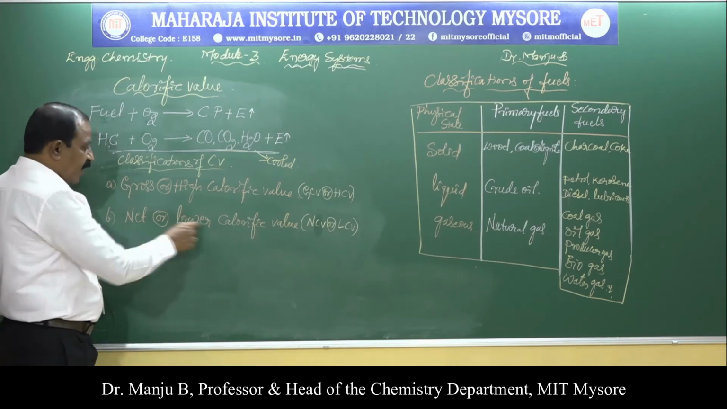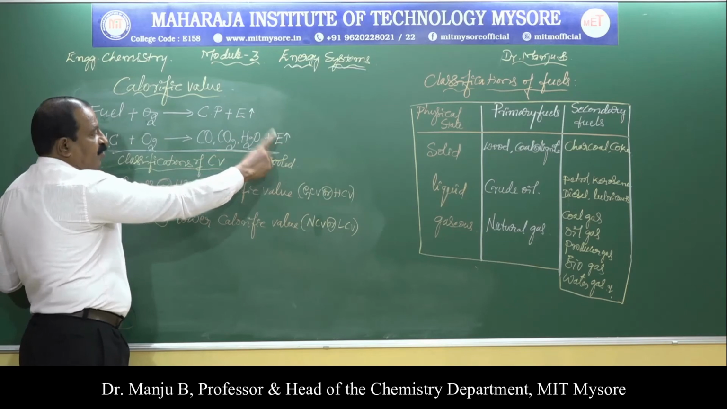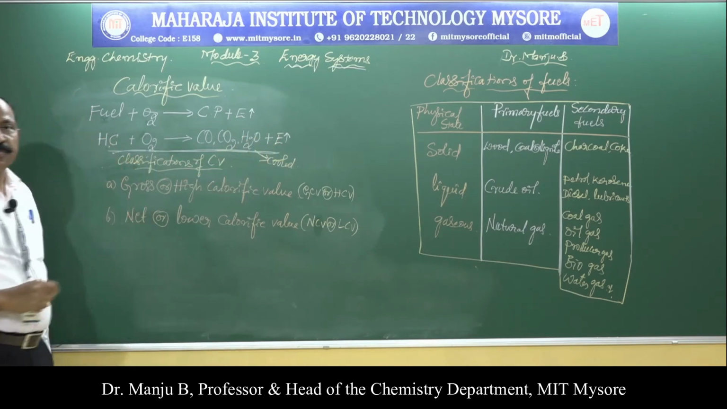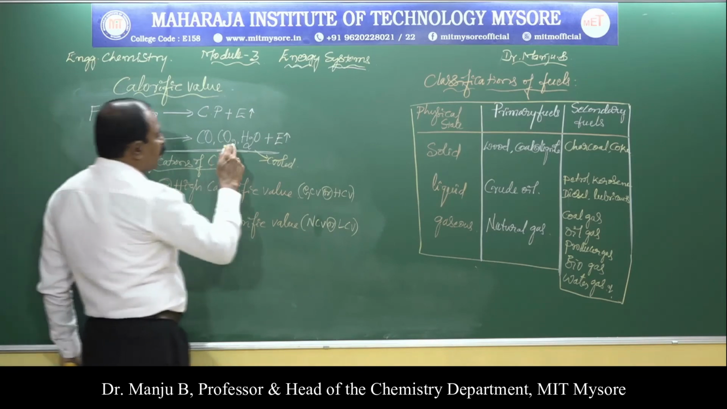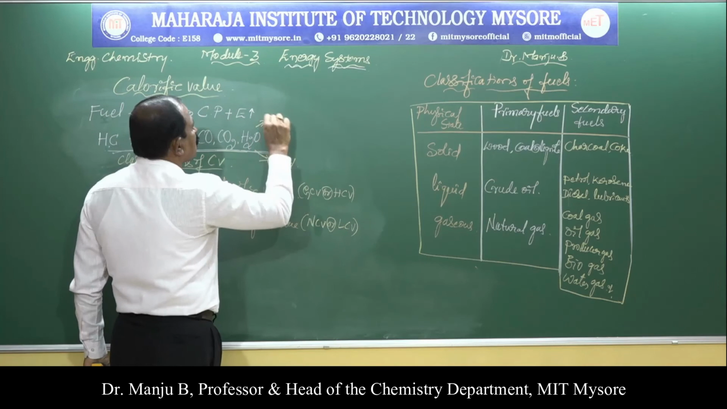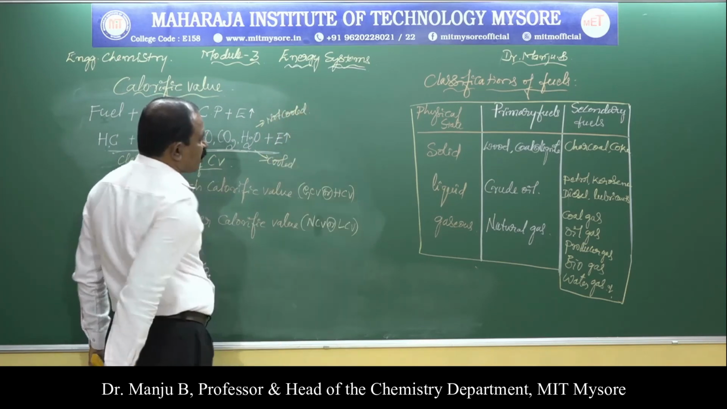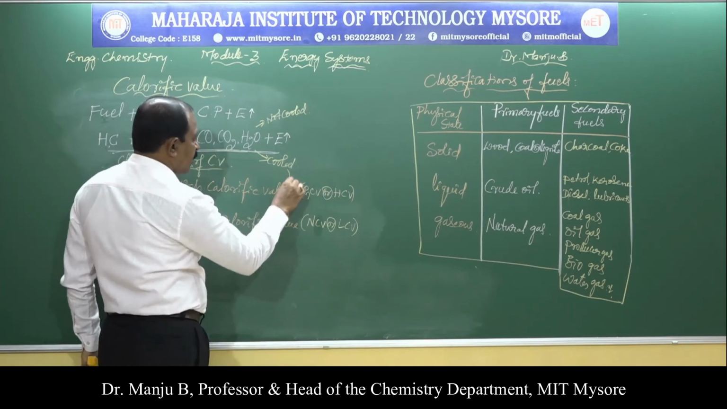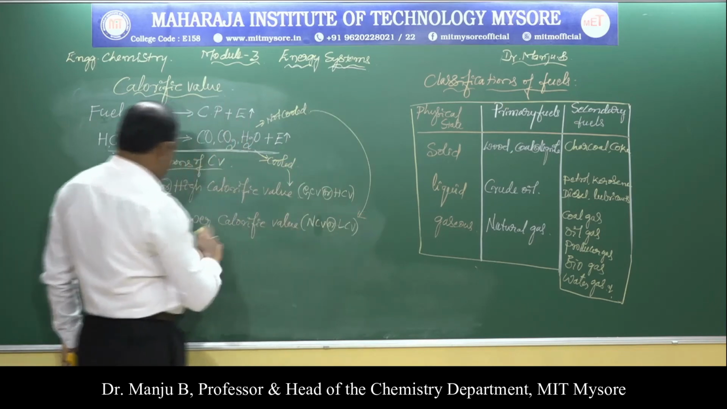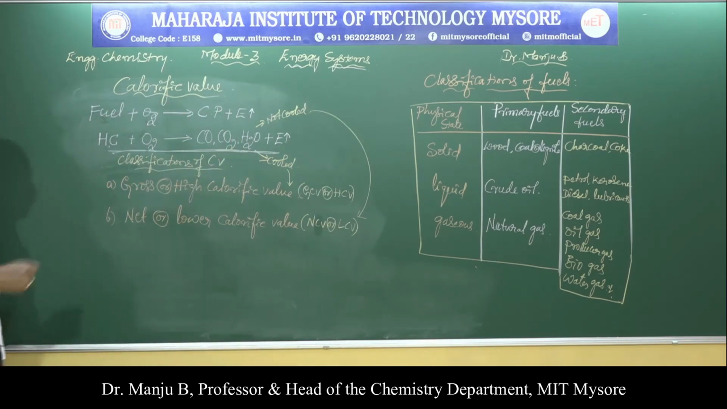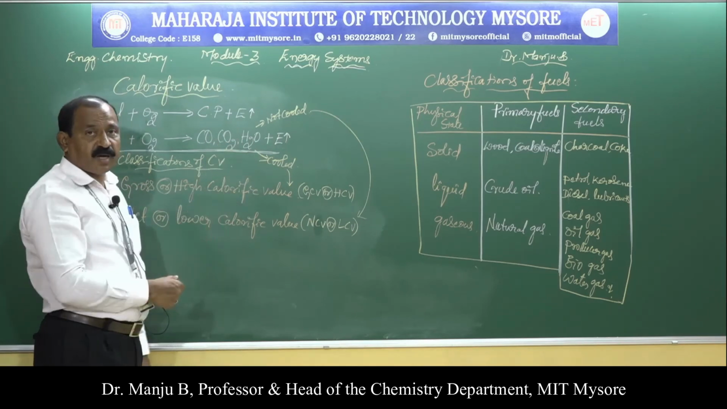The combustible products are cooled to room temperature, you get gross calorific value. The same definition for net calorific value: the total amount of heat energy liberated when 1 unit quantity of fuel is completely burnt in excess of air, and the combustible products are not cooled to room temperature. If we cool it, we get gross calorific value. If not cooled, it becomes low calorific value. How is it possible? When you cool those products, how do you get the high calorific value?